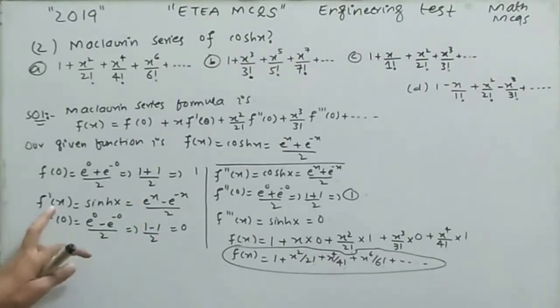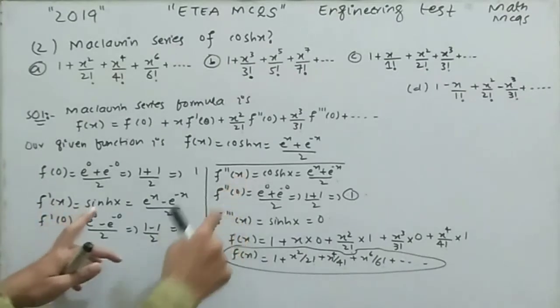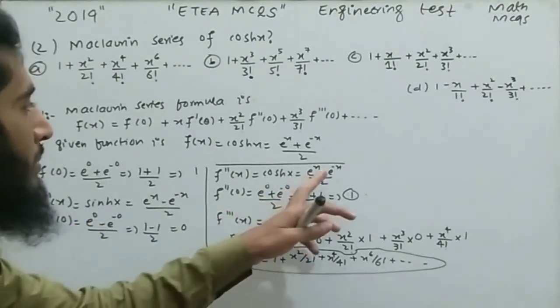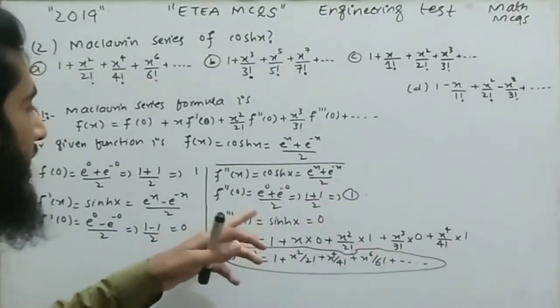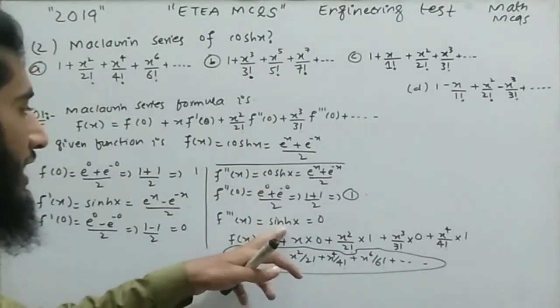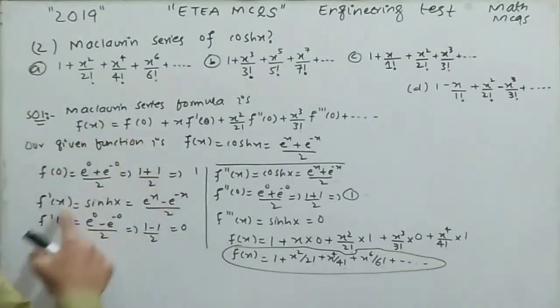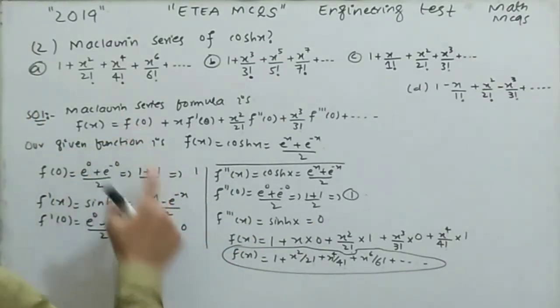Now again differentiate this function for the second time derivative. So sin hyperbolic derivative is cos hyperbolic. Again using the same formula, it gives us 1. Now for the third time derivative, cos hyperbolic, sin hyperbolic, again it will give us 0. So putting the values over here in the series, f of 0 is equal to 1. So putting 1 over here.